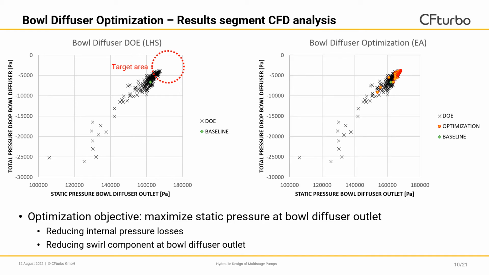We used suitable designs from our Latin hypercube sampling as an initial population for an evolutionary algorithm, and on this right-hand graph you can see that we were able to further improve the design by reducing the internal pressure losses. And you can see that the optimization algorithm performs well since most of the designs are moving closer to our target area.